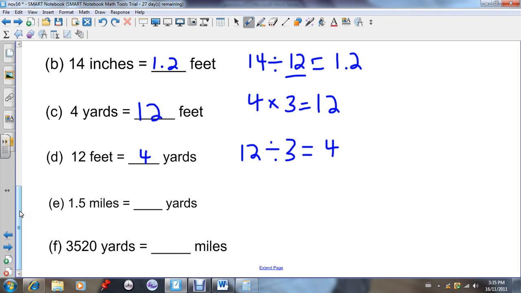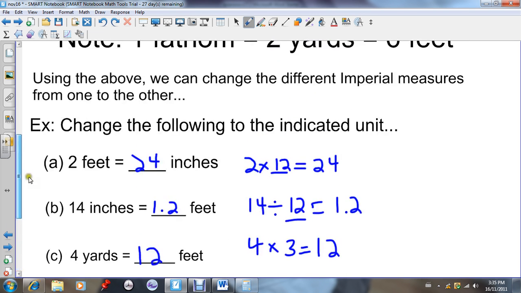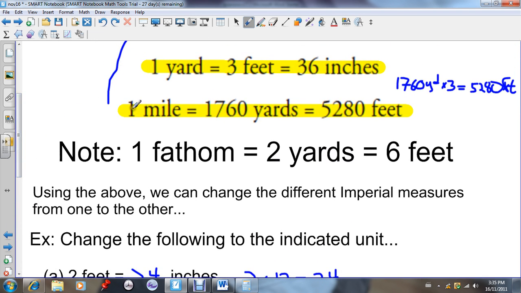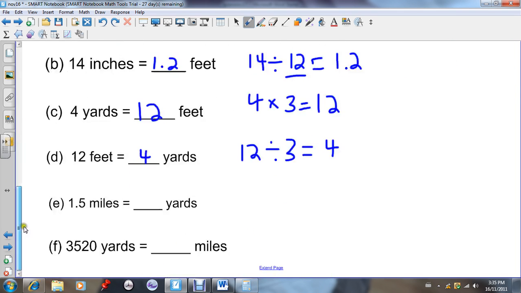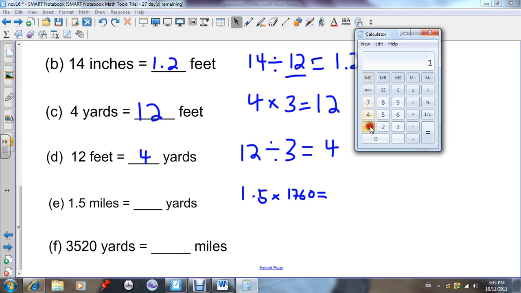Okay, 2 more examples, then I'm going to give you some to work with. 1.5 miles equals how many yards? Well, that's a bit different. We got 1 mile equals 1,760 yards. So do we multiply or divide? You're going from this one to this one, so you multiply. So it would be 1.5 times 1,760.